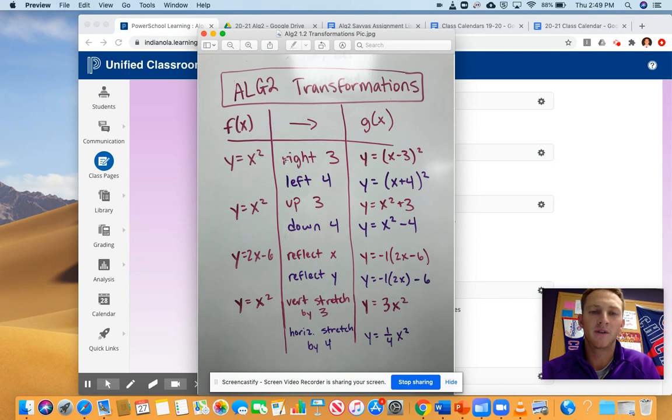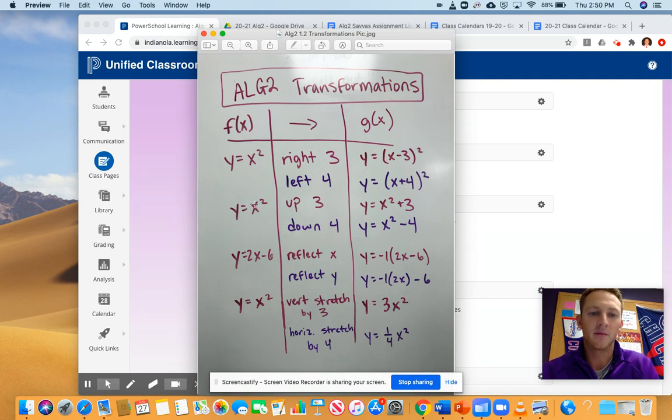If we want to move this function to the right 3, we're going to put parentheses around the x right here, keep the square on the outside, and for moving right, it's actually a minus 3. And then for moving left, we are adding. So it's kind of the opposite of what your brain might think.